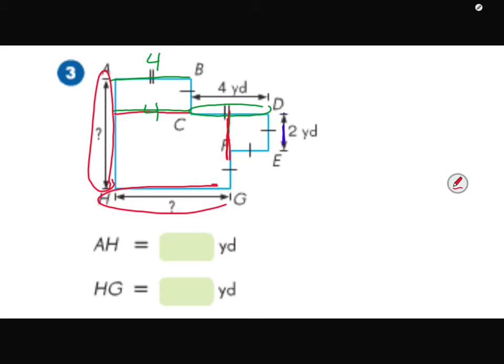If I'm cutting 4 in half, then this must be 2 and this would be 2 to make my 4. So I can look right here. This line is the same as that line. And if I have a 4 and I have a 2, 4 plus 2 together is 6. So I think that HG is 6 yards.